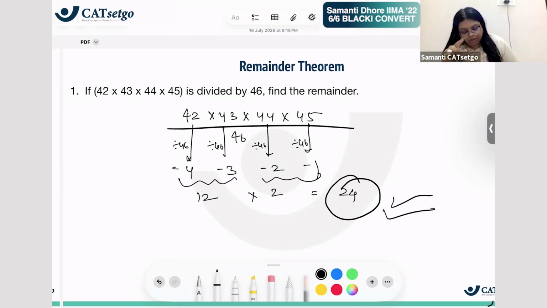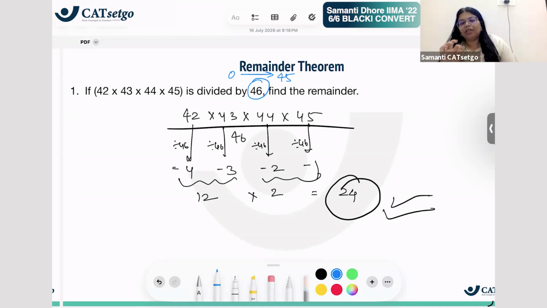Yes, very good. The whole point is to always remember your remainder will either be 0 at the end, or your final answer will be up to 45. When you divide any number by 46, the remainder can be 0 to 45, any number between 0 and 45. That's why our answer is 24. Okay, what did you do?